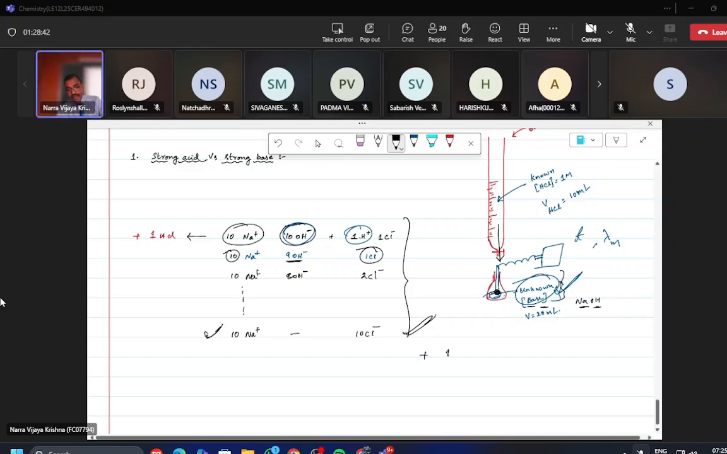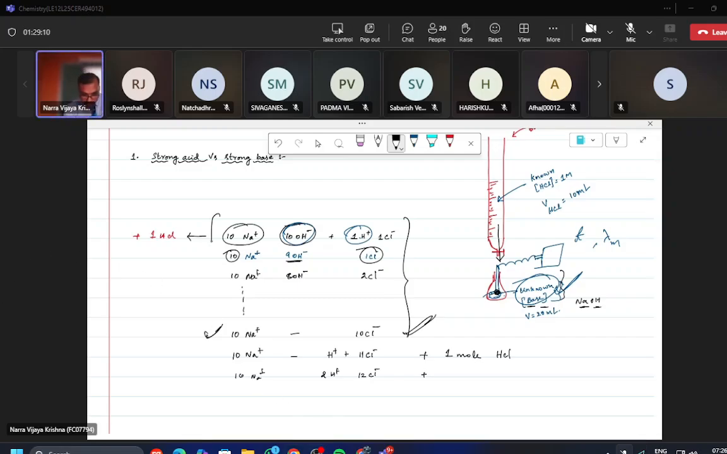Now if I add again 1 mole of HCl, what happened? This 10 Na plus remains as 10 Na plus only. OH minus is not there. Now Cl minus ions become 11 and H plus ions become 1. If I add HCl again, the Na plus remains the same.